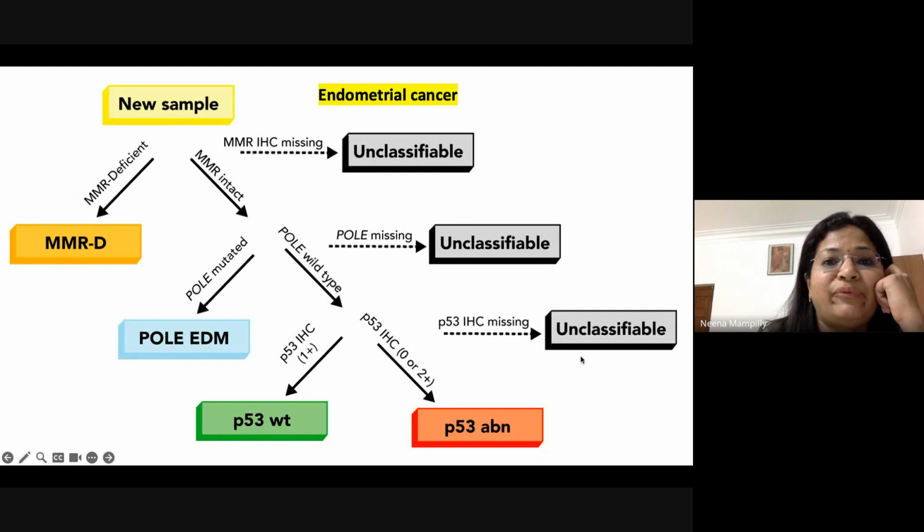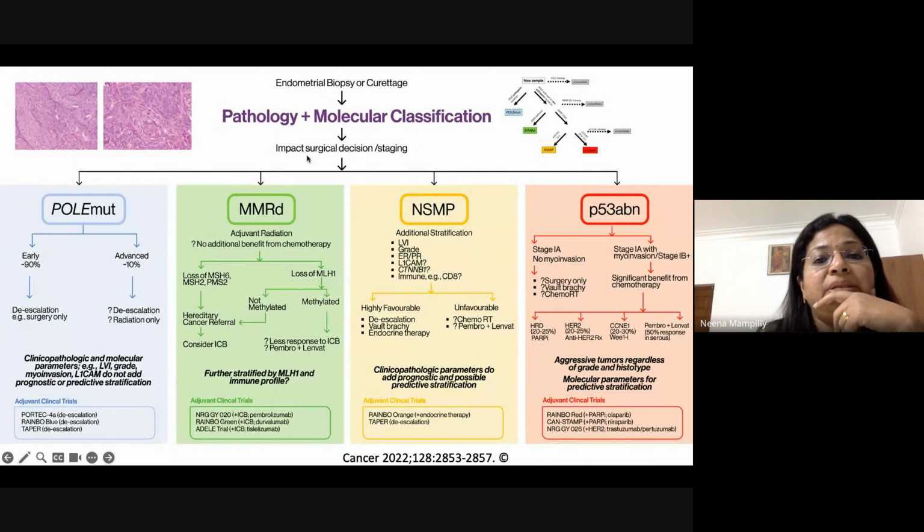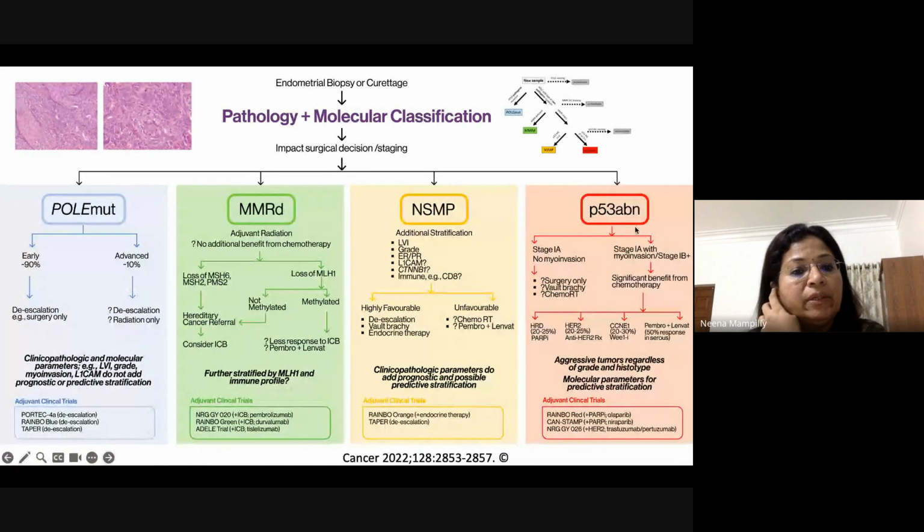Now, why do we have to classify these? Why do we have to do all this in endometrial cancer? Because the molecular classification of endometrial carcinoma has a major impact on surgical decision and staging as far as the treatment is concerned. So you have 4 categories: the POLE mutated, the MMR deficient, the no specific mutations, and the P53 abnormal. For example, the P53 abnormal are aggressive tumors, regardless of grade and histology. So the category has a major implication on their treatment protocols.